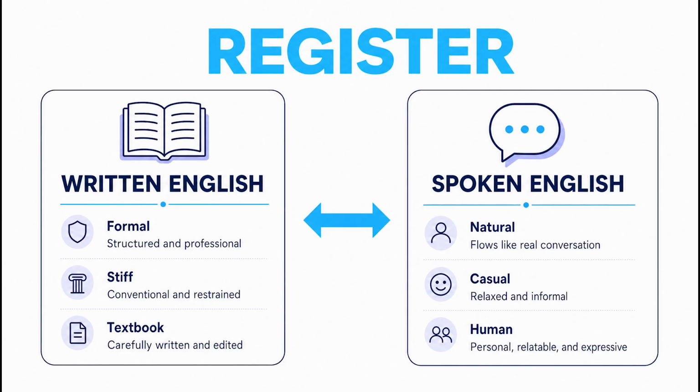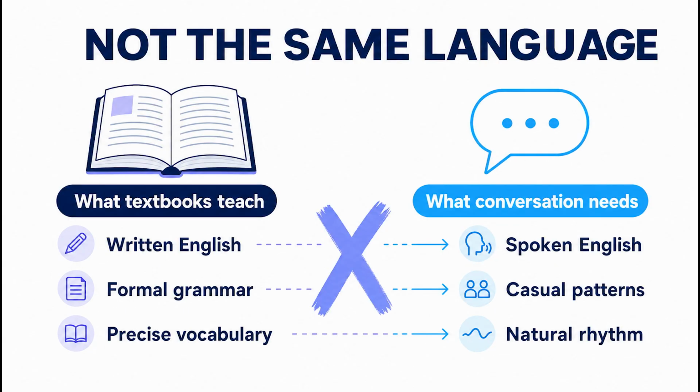Here's the thing nobody tells you. Textbooks teach you written English, but conversation is spoken English. They're not the same language. They have different vocabulary, different sentence structures, different rhythm. If you've ever been told your English sounds too correct or a little stiff, this is why. 5 things. Let's go. The single fastest fix.